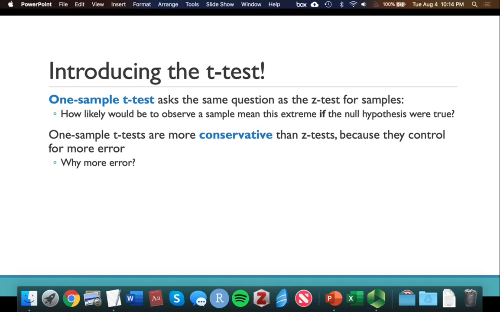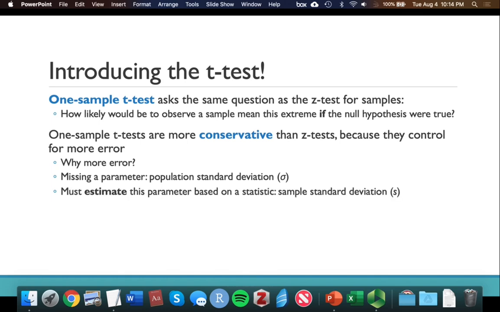Now, you may ask, why is more error involved here? The answer is because we're missing a parameter, specifically population standard deviation, represented by sigma, and must estimate this parameter based on a statistic, sample standard deviation, s. This means that our sampling error is greater.